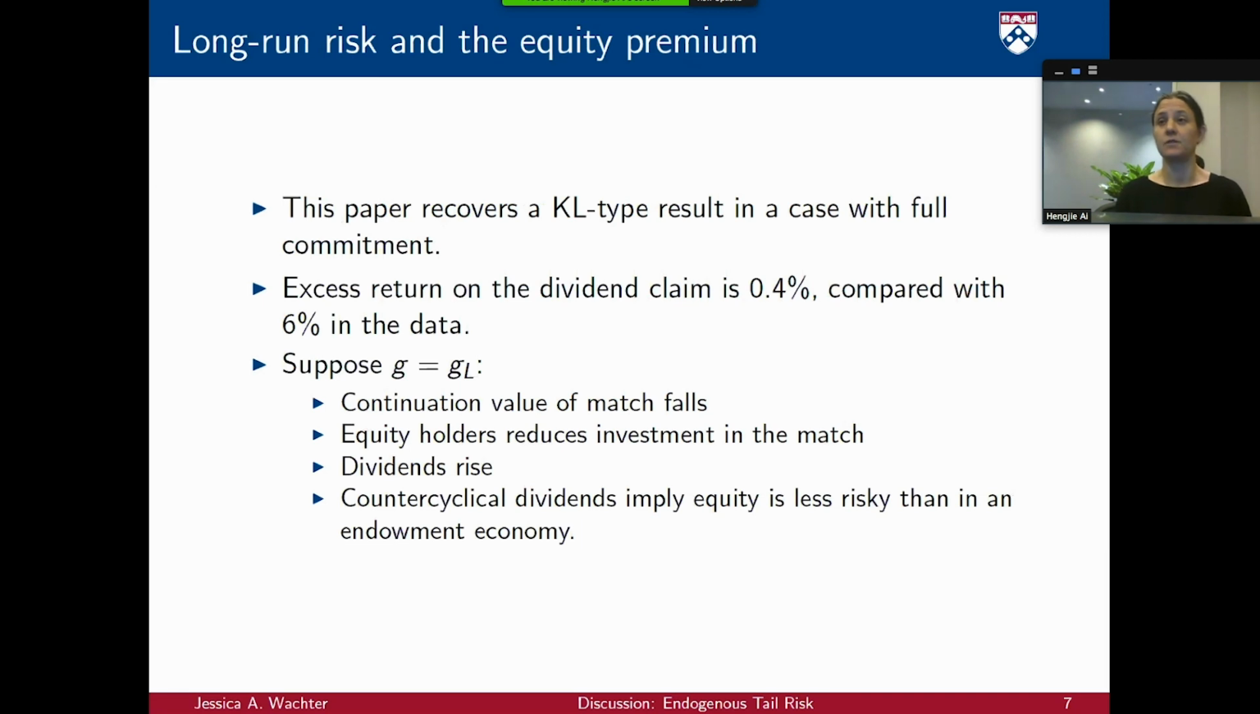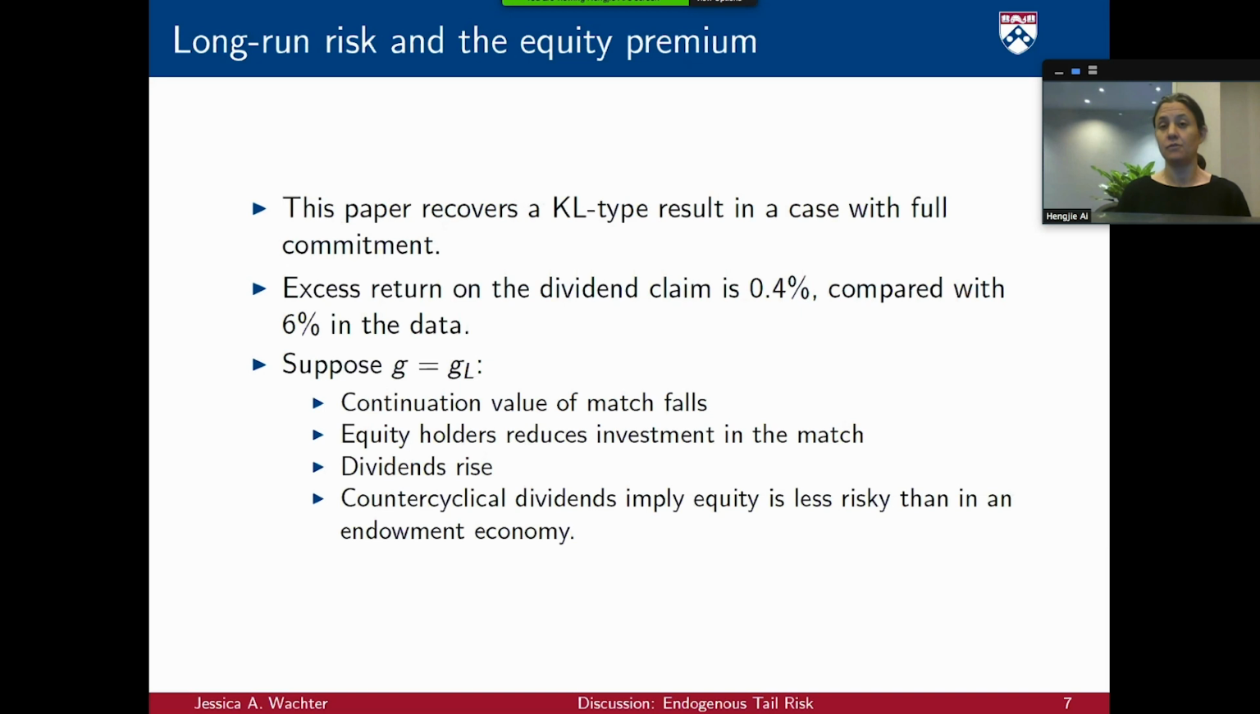I think the first result in this paper is basically to recover a Kaltenbrunner and Lochstoer type result, which is to say that when you have full commitment, you don't get an equity premium. Essentially, the equity premium, which is the return on the dividend claim, is basically zero. Why is that? I want to take a minute to review the basic intuition. Let's say you're in this bad, low growth state. That means the continuation value of the match falls, and the equity holders are going to reduce their investment in the match. That means dividends, which is what the equity holders consume, rise.